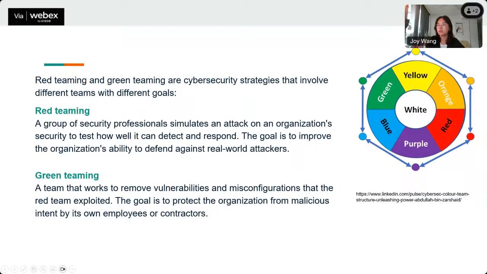So red teaming and green teaming are essentially different cybersecurity teams with different objectives. Usually the red team's goal is to simulate an attack, but the green team is trying to remove the vulnerability or misconfiguration. These teams usually work together like a game. They are continuously testing and fixing, trying to identify new vulnerabilities and fixing the newly identified vulnerabilities.